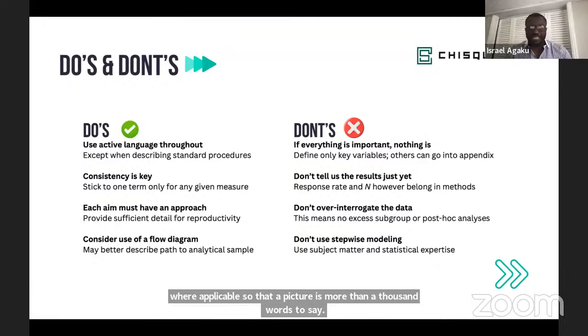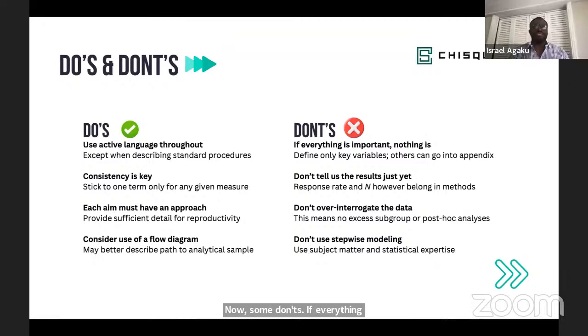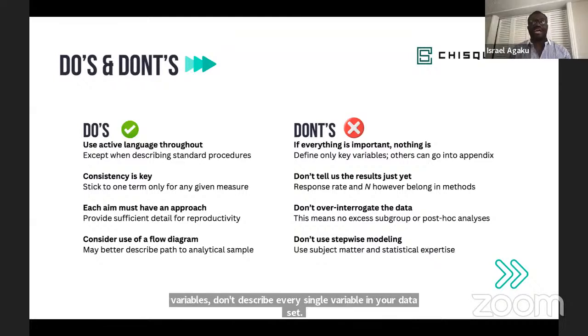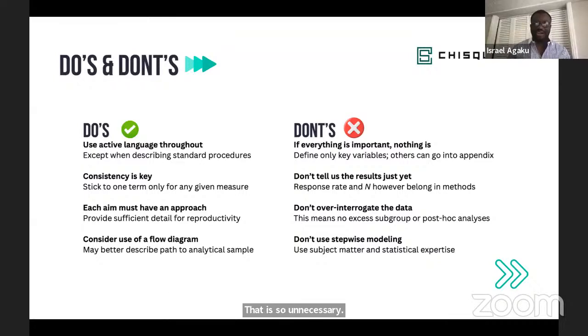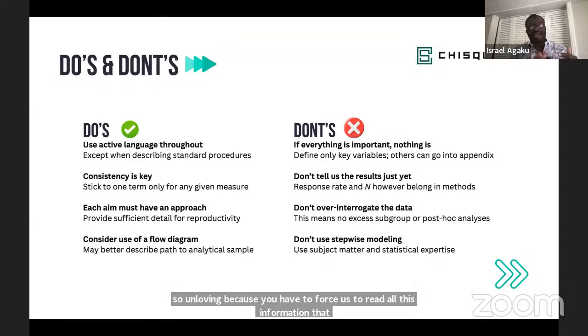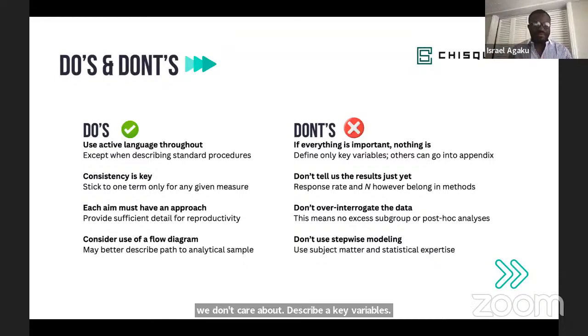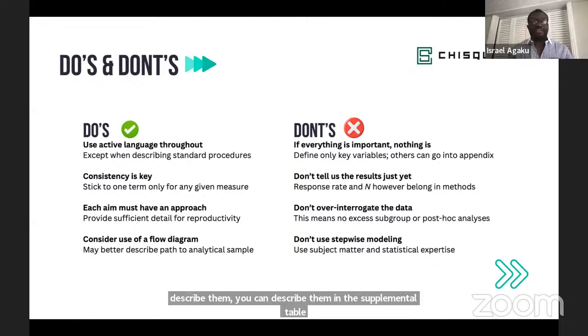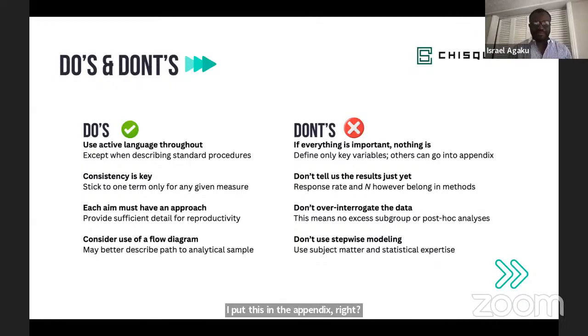If everything is important, nothing is. Please, when you're describing your measures, your variables, don't describe every single variable in your data set. That is so unnecessary, and it's so unloving, because you force us to read all this information that we don't care about. Describe the key variables. The rest, if you feel a need to describe them, you can describe them in a supplemental table and put it in the appendix, right? Focus on only the key things that matter. Don't tell us the results yet.